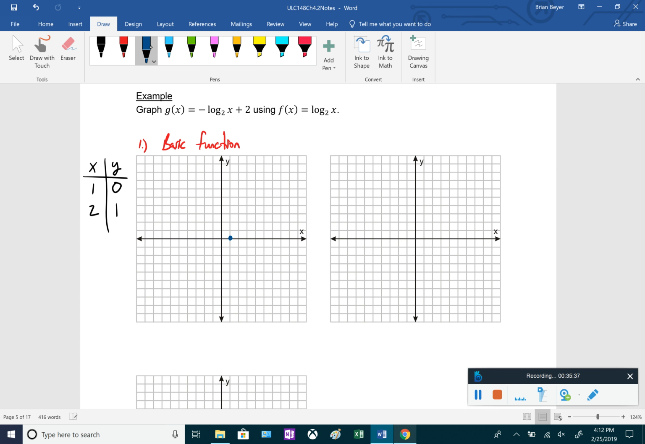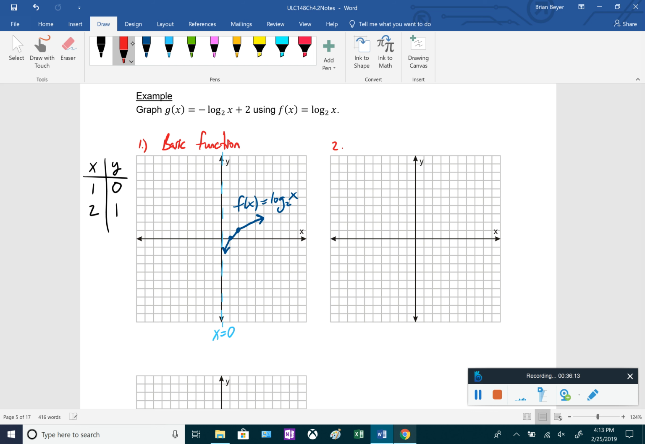So plotting those points, we get this. We have the vertical asymptote at x equals 0 once again. Connecting these points gives us something like that. This is f of x, which is log base 2 of x. Okay, so next we check for a horizontal shift. There is no horizontal shift here. That x plus 2, the plus 2 is after the fact. It's not with the x, so that's actually a vertical shift.